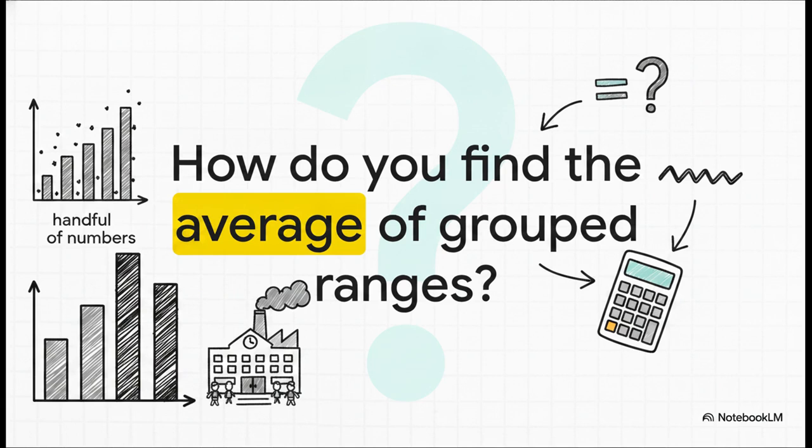So let's just dive right into the core problem here. Finding the mean is super easy when you just have a handful of numbers, right? You just add them up, divide by the total, and boom, you're done. But what happens when you have massive data sets that are all grouped into broad intervals? Think about the grades of an entire school or the daily wages of literally thousands of factory workers. You don't have those individual numbers anymore. You just have ranges. So how do you find an accurate average then?